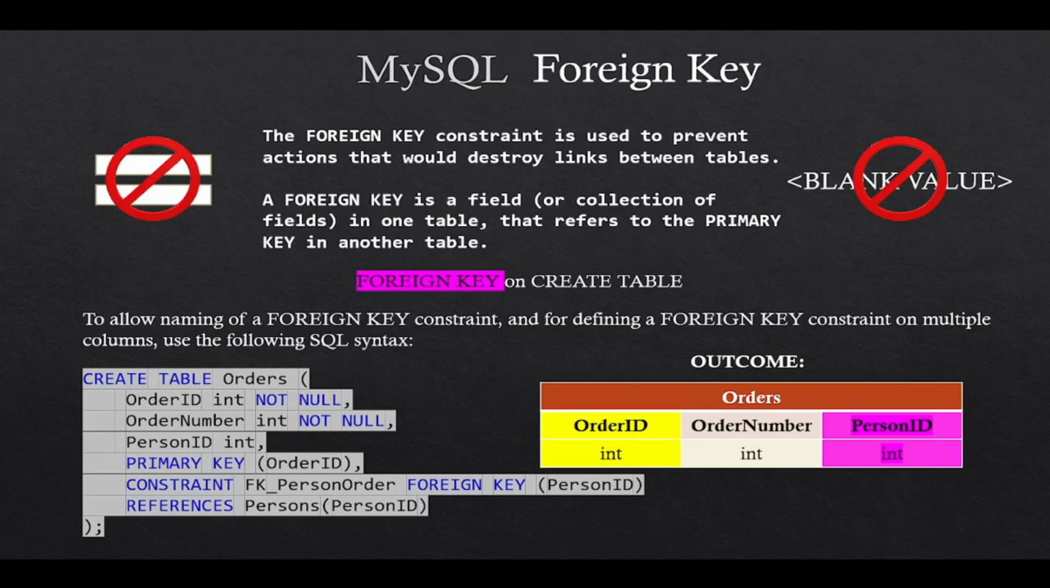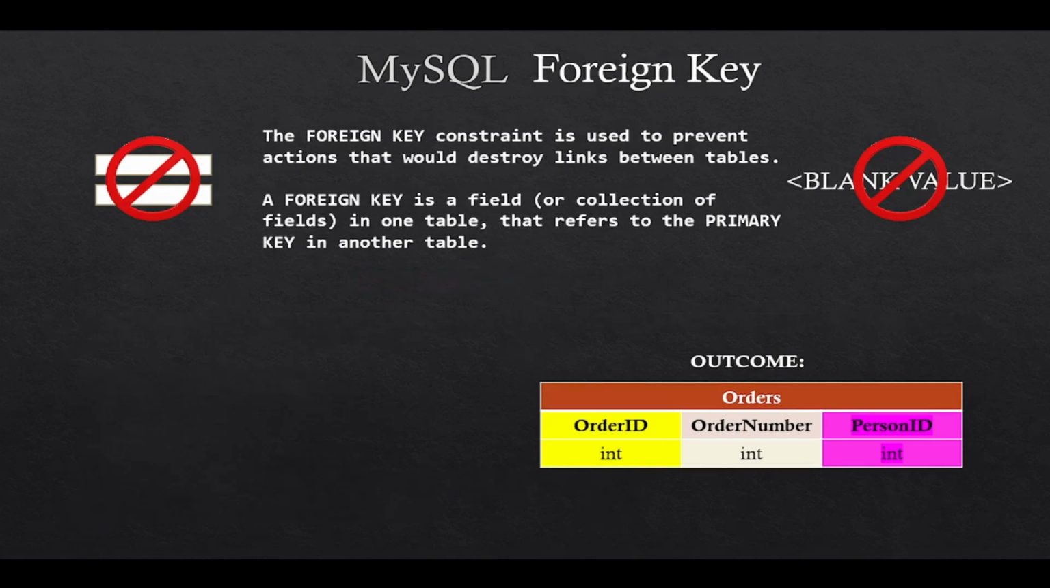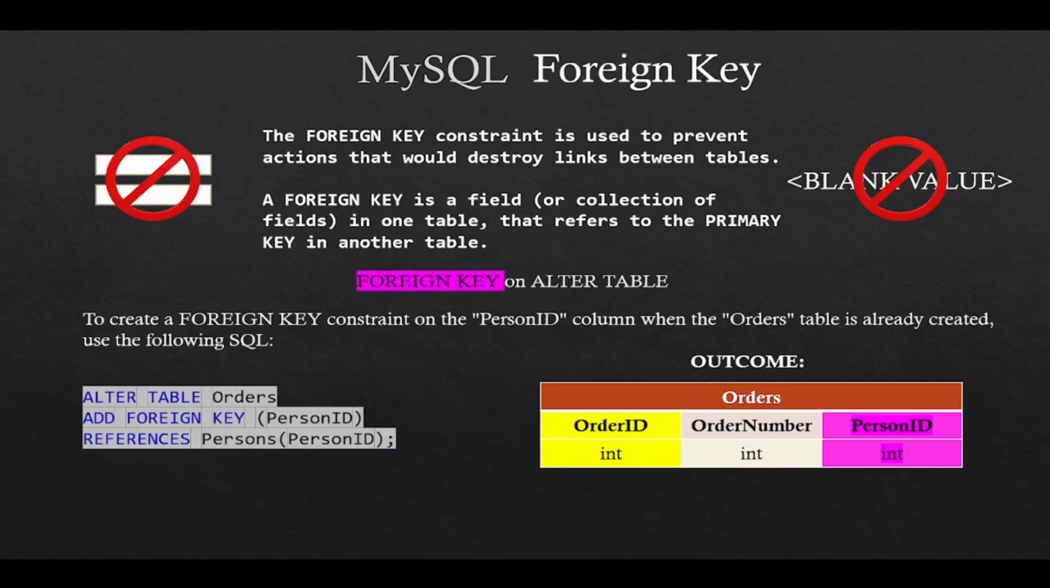So what if we already created a table? Can we still assign a foreign key? Yes, we can. Here is an example of foreign key on alter table. To create a foreign key constraint on the person ID column when the orders table is already created, use the following SQL. Alter table orders add foreign key person ID references persons person ID.